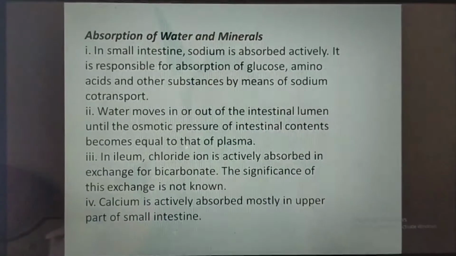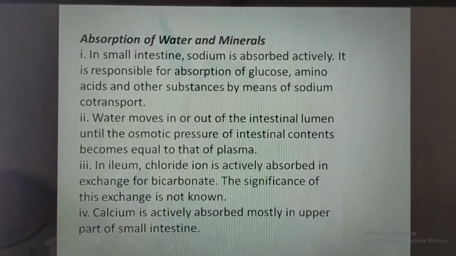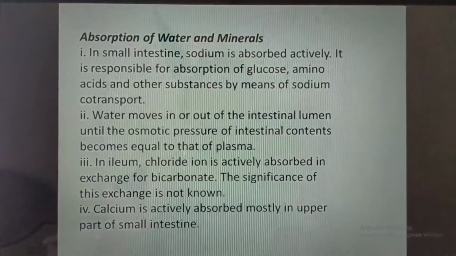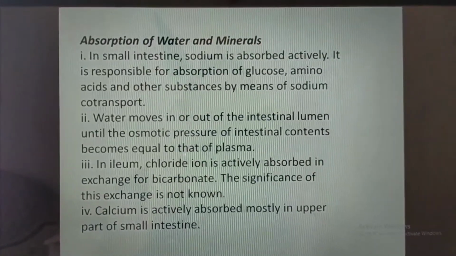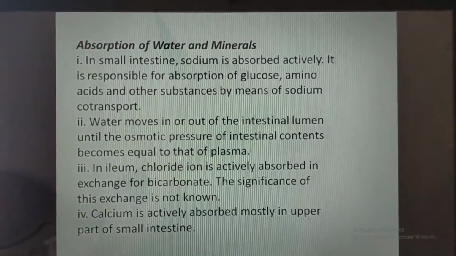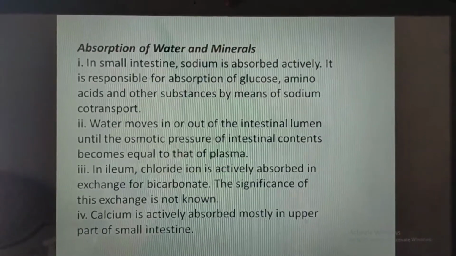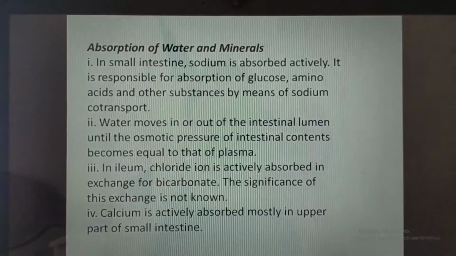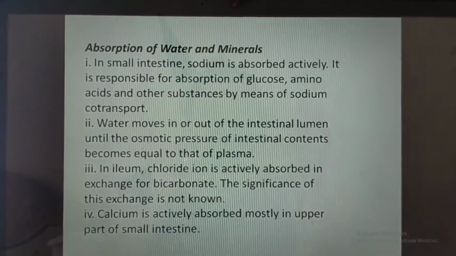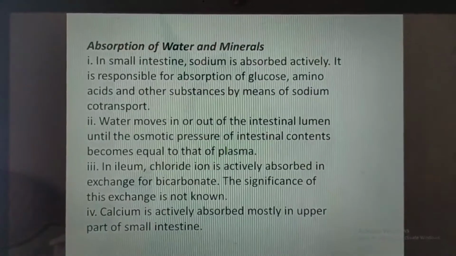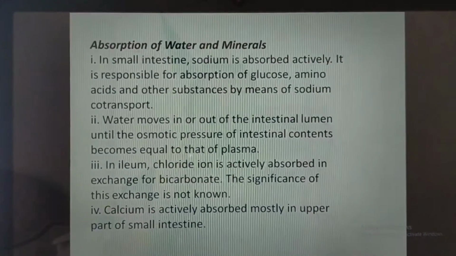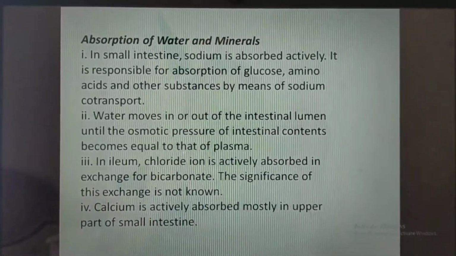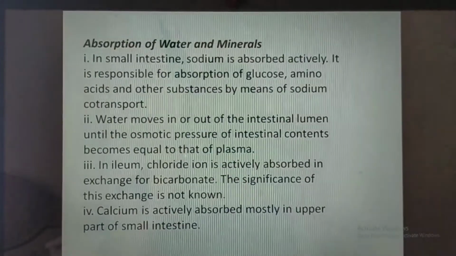Absorption of water and minerals. In small intestine, sodium is absorbed actively. It is responsible for the absorption of glucose, amino acid and other substances by means of sodium transport. Water moves in or out of the intestinal lumen until the osmotic pressure of intestinal contents becomes equal to the plasma. In ileum, chloride ion is actively absorbed in exchange of bicarbonate. The significance of this exchange is not known, and calcium is actively absorbed mostly in upper part of the small intestine.